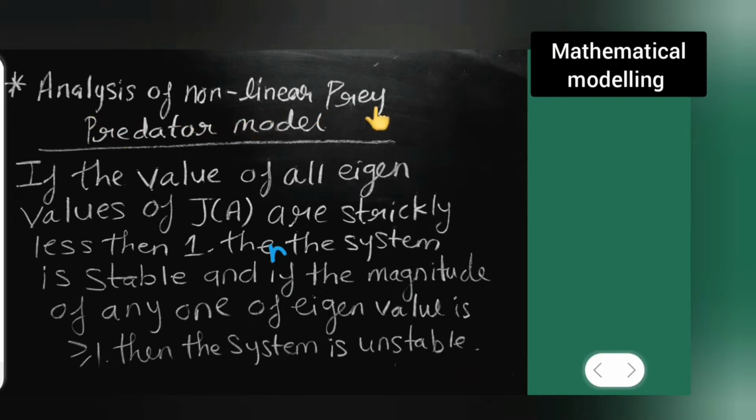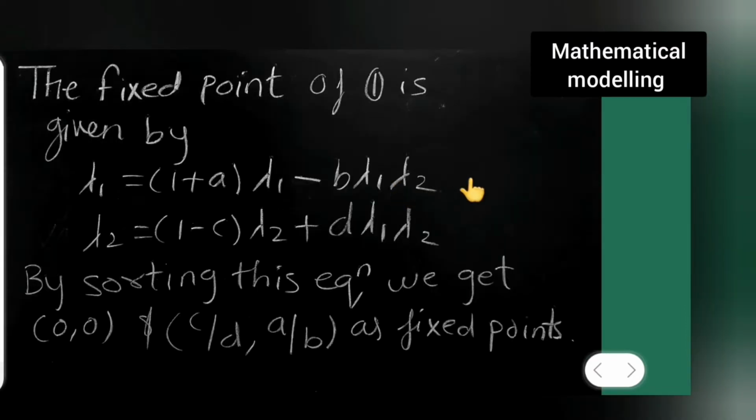Analysis of non-linear prey-predator model. If the magnitudes of all eigenvalues of J of A are strictly less than 1, then the system is stable, and if the magnitude of any one of the eigenvalues is greater than or equal to 1, then the system is unstable. Okay. So the fixed point is given by what?